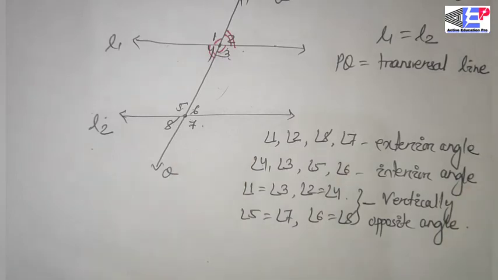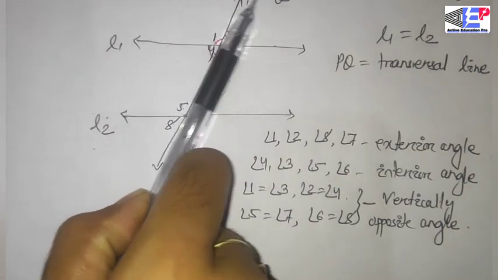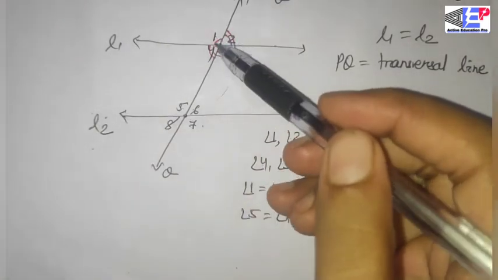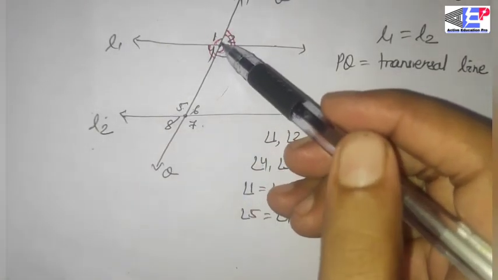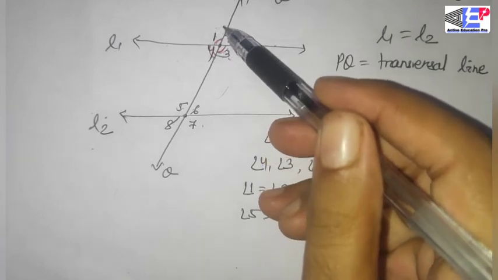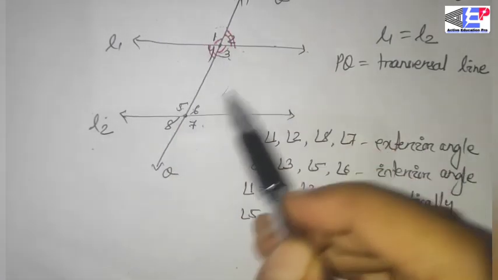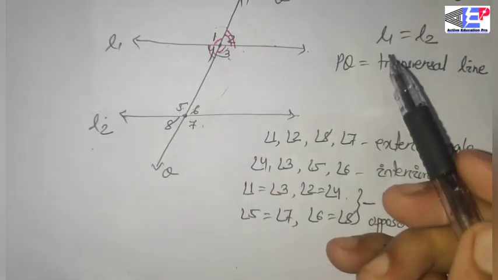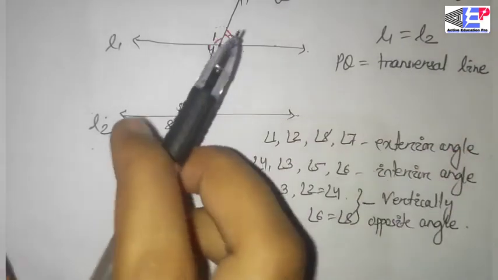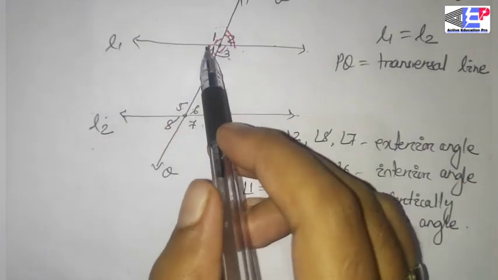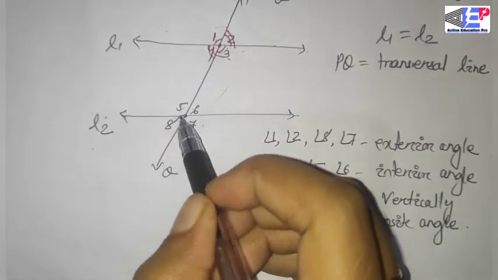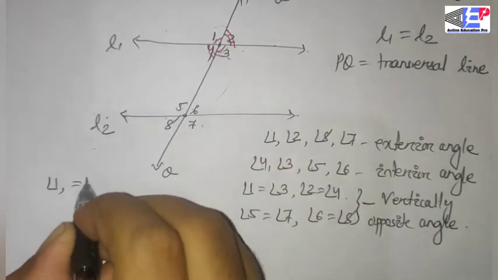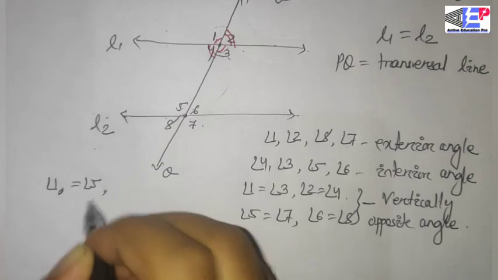Then the another one, the corresponding angle. Look here. This is the transversal line, and this is the right side and this is the left side. At the left side, 1 is the exterior angle of the L1 line and 5 is the interior angle of the L2 line. So here 1 is equal to 5.